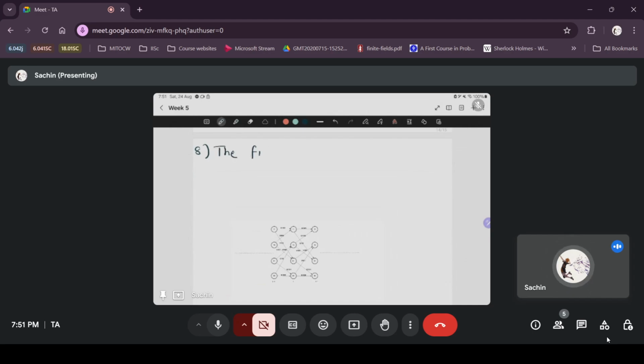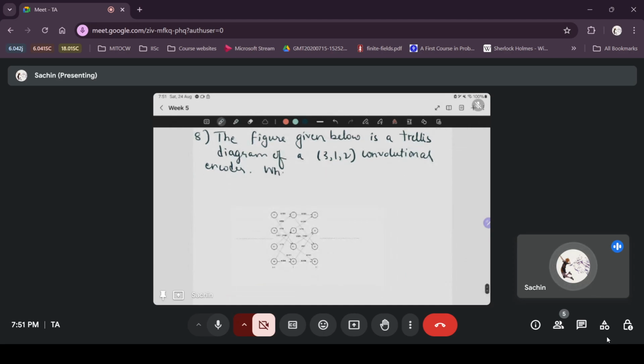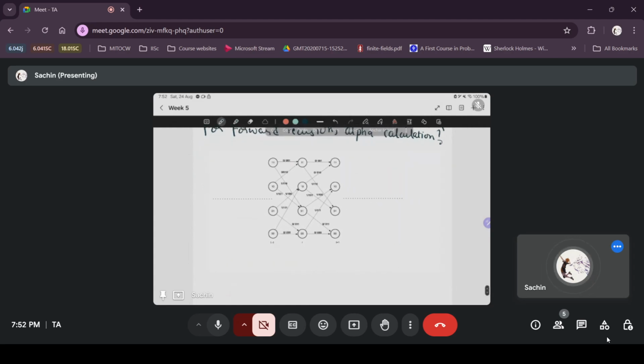Anyway, we'll move on. The figure given below is a trellis diagram of a 3 1 2 convolutional encoder. What is the correct expression for forward recursion alpha calculation? Notations are as used in the lecture, and you have the trellis here.